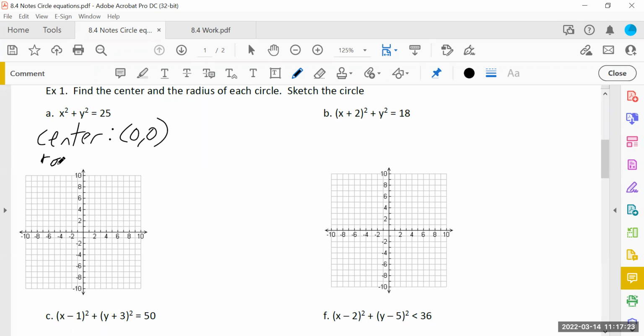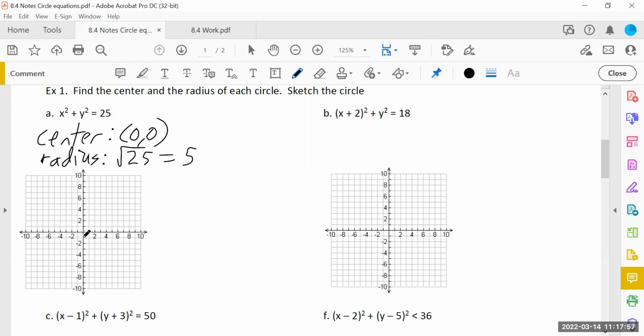Radius. The radius comes from 25, but we have to take the square root. So this is going to be the square root of 25. Sometimes that's going to work out really nicely, like this one. The square root of 25 is just 5. Now the trick is to graph this. We could find a whole bunch of different points, but it's actually really hard to find a lot of them. There's only a few that work out really nicely.